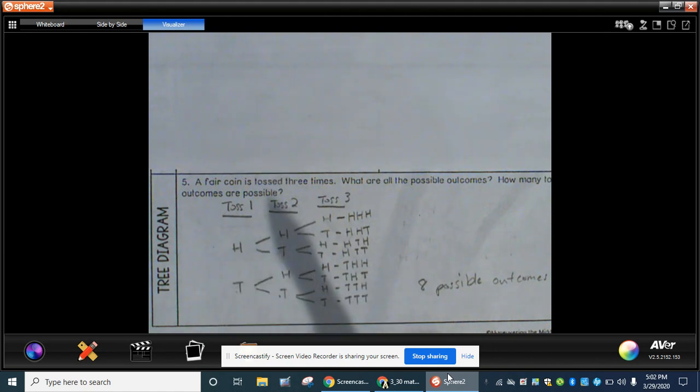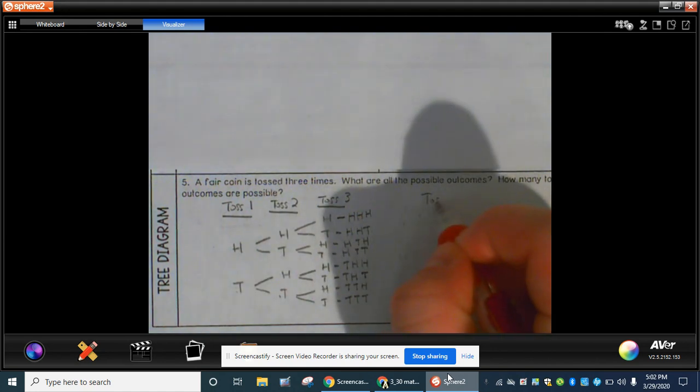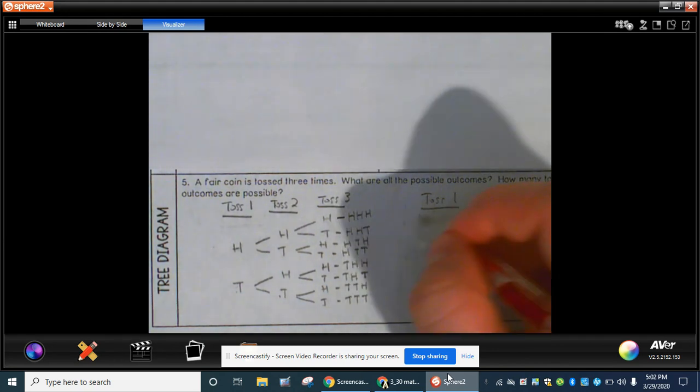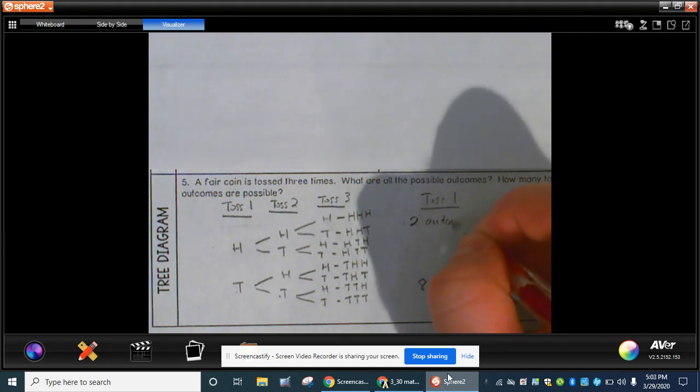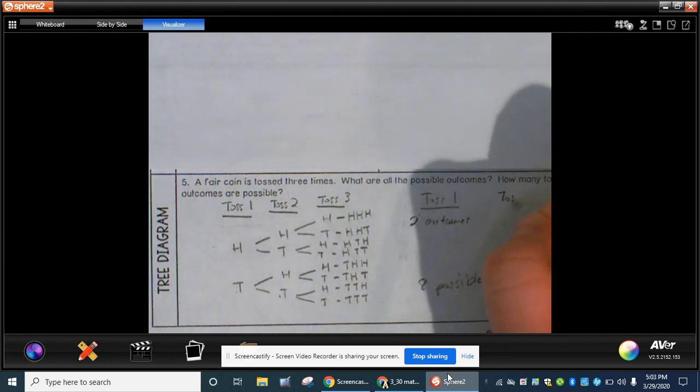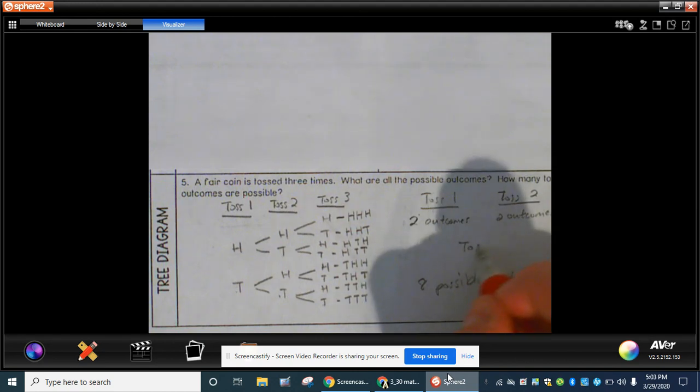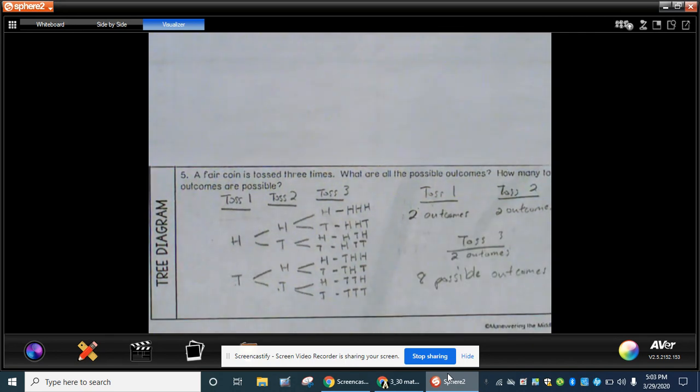So for the first toss, I have 2 outcomes. Toss 2, I also have 2 outcomes, either heads or tails. And then toss 3, I could also have 2 outcomes, either heads or tails. So if I use the fundamental counting principle, I can just do 2 times 2 times 2 to figure out my possible outcomes, which would also be 8.